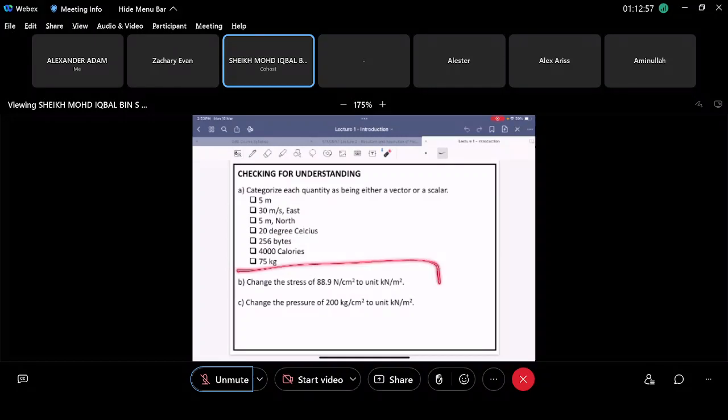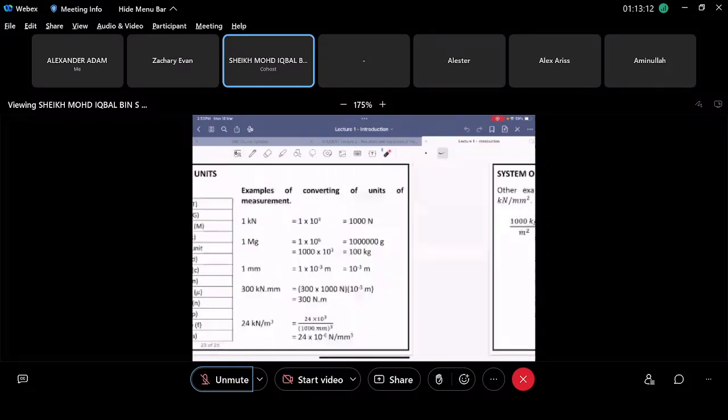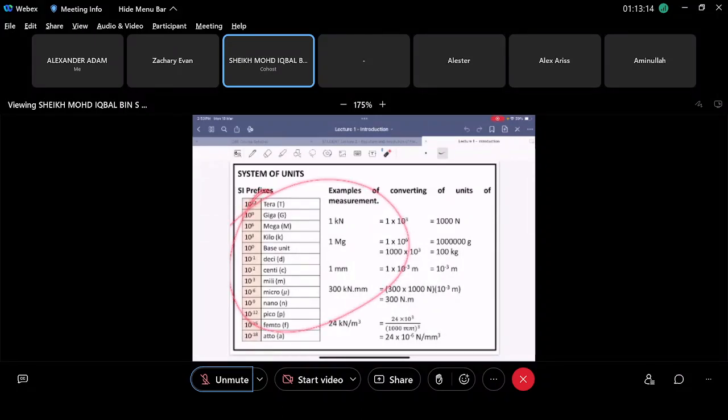So I think this one you can do by yourself as well. It's changing from Newton per centimeter square to kilonewton per meter square, kilogram to kilonewton per meter square, and so on, right? This is just to polish your units, right? Because a lot of students make mistakes when changing the units. So these are really basic stuff, but you have to know your stuff, right?